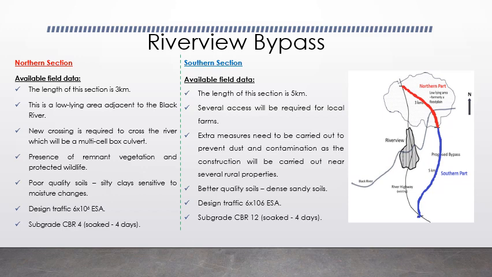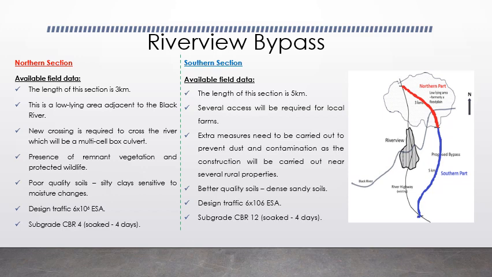Now we'll discuss the field data of the northern section and the southern section. The northern section is located in a low-lying area adjacent to the Black River, and we have a crossing there with the Black River where we need a multi-cell box culvert. The soil condition there is very poor, silty clay, sensitive to moisture. And we have the design traffic, and the subgrade CBR is 4.